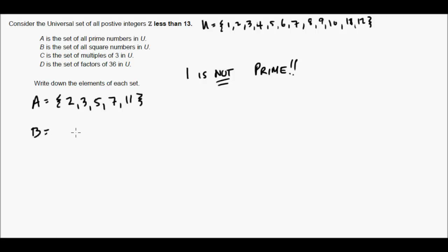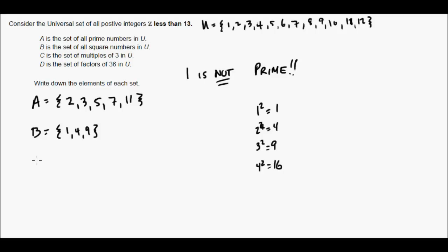Now, all square numbers. Square numbers are like 1 squared is 1, 2 squared is 4. Sorry, 2 squared. 3 squared is 9. 4 squared is, I think you get the point here, 16. Now 1, 4, and 9 are the only ones that are part of that set. So we'll just go 1, 4, and 9.